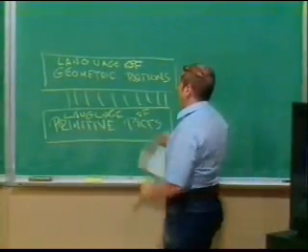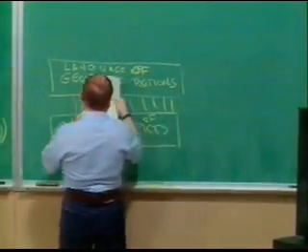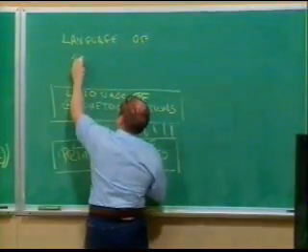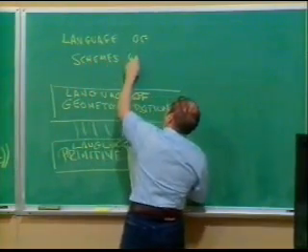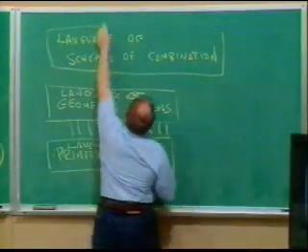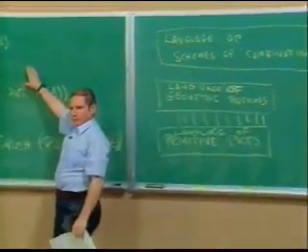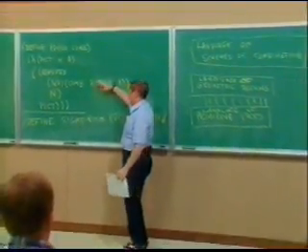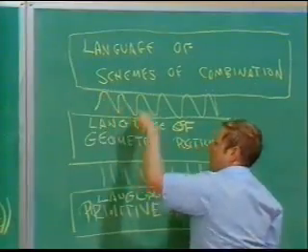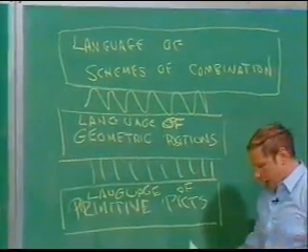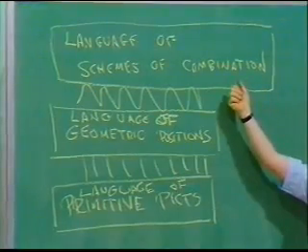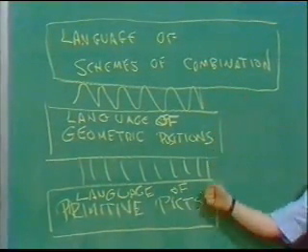And then we saw that above that, there was a language of schemes of combination, for example, push, which talked about repeatedly doing something over with a scale factor. And the things being discussed in that language were the things that happened down here. So what you have is, at each level, the objects that are being talked about are the things that were erected at the previous level.